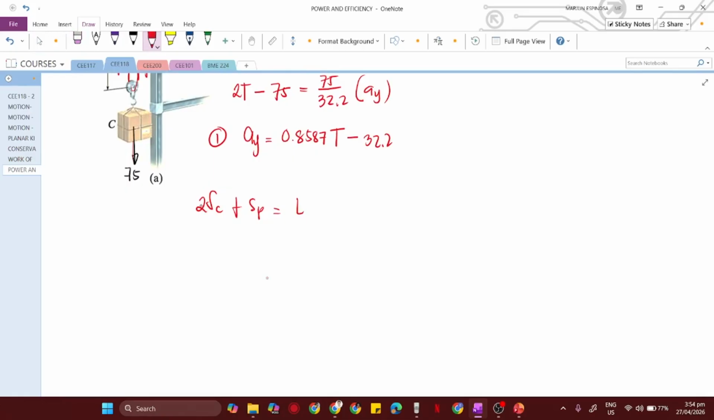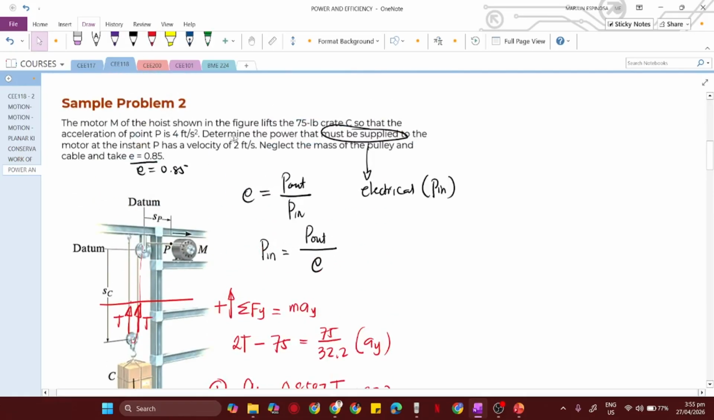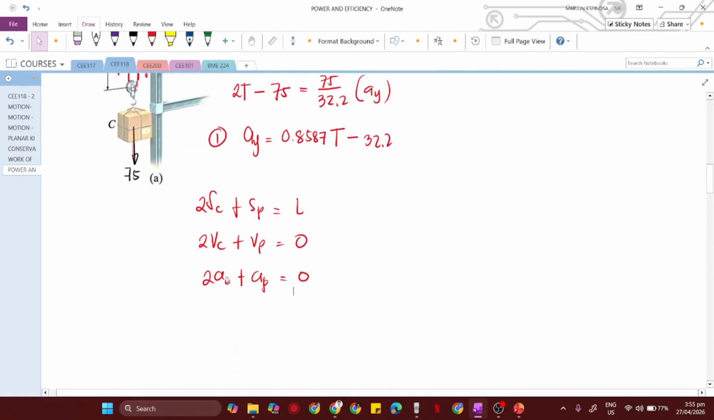And if we will be deriving s with respect to time, we get velocity. Okay, velocity c plus velocity p equal to 0. If we will be deriving velocity with respect to time, you get acceleration c plus acceleration p equal to 0. So, acceleration yan kasi yung given dito is acceleration. Sabi dito, the acceleration at point p is 4. We need to identify the acceleration at c. So, acceleration at c is equivalent siya dito sa acceleration y.